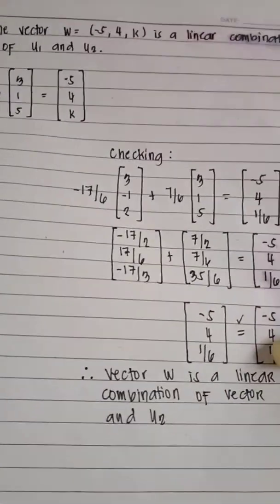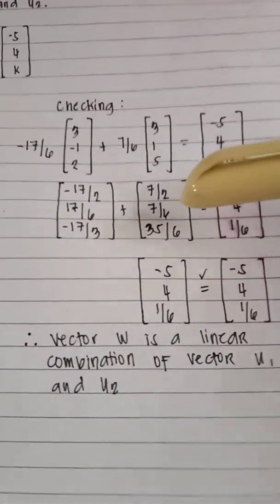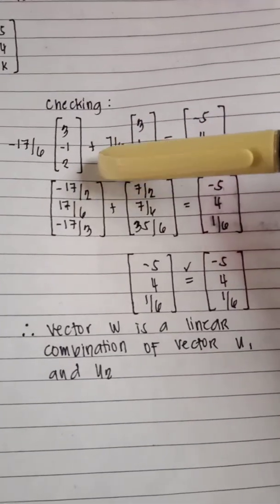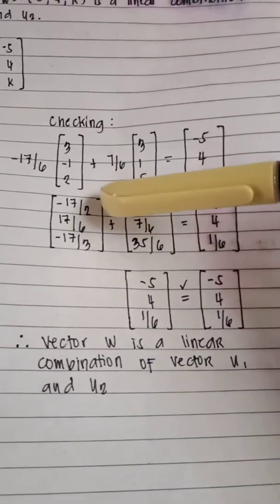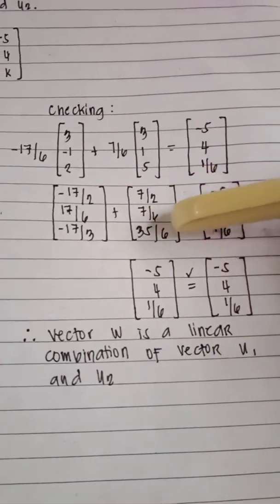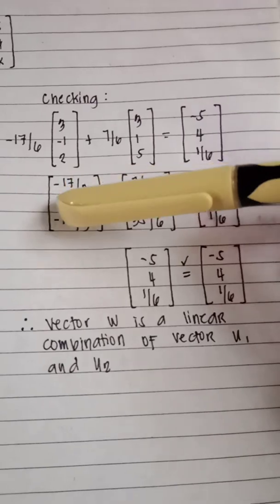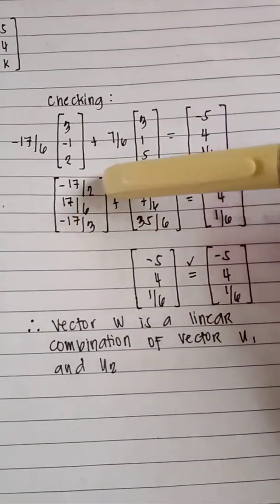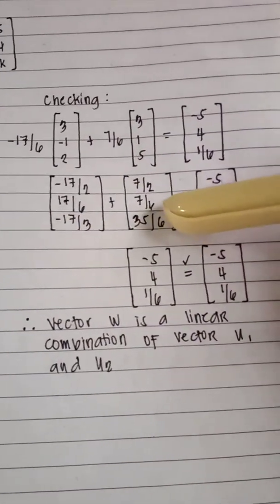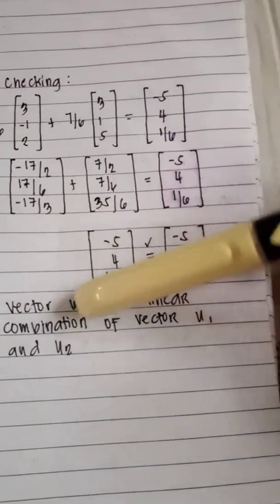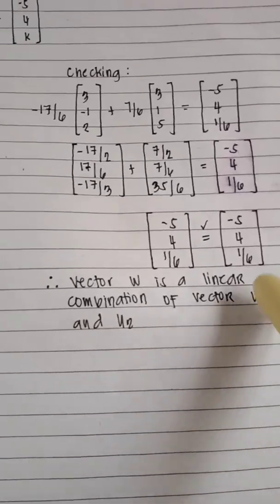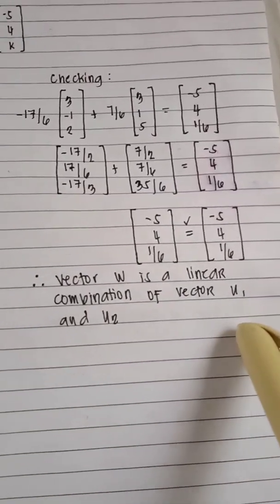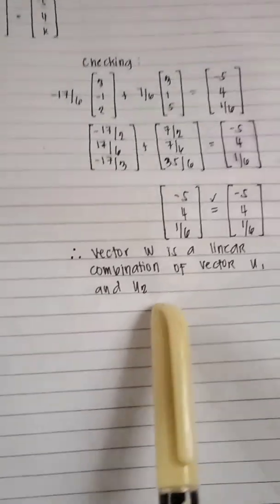So negative 17/2 plus 7/2 is equal to negative 5. 17/6 plus 7/6 is equal to 4. Negative 17/3 plus 35/6 is equal to 1/6. So it is equal. Therefore, vector w is a linear combination of vectors u1 and u2. So, that is letter b.